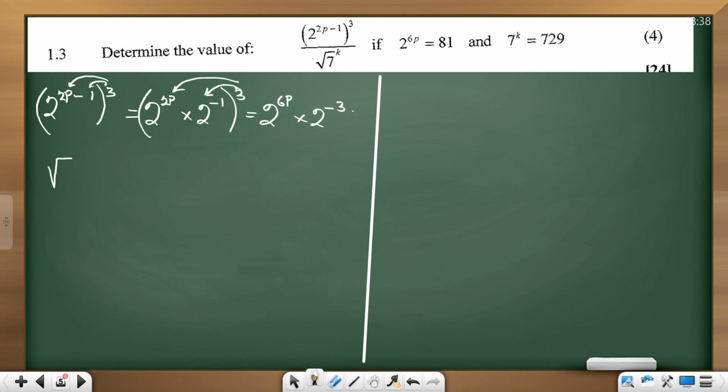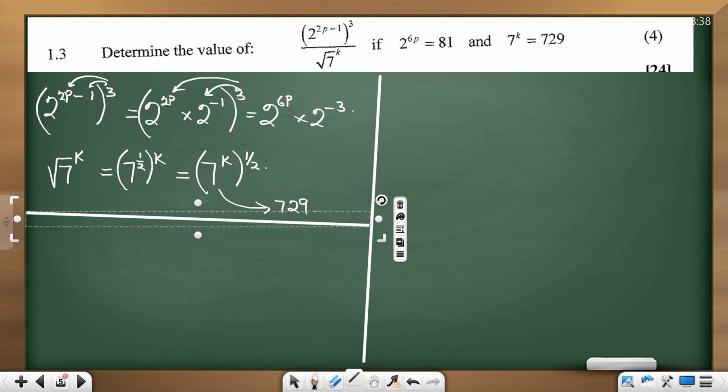Check this. Root 7k can be written as 7 to the power half multiplied by what? K. Which is the same as what? 7k to the power what? I don't know if that makes sense. Because half times k is the same as what? K times half. But I know my 7 to the power k there. All right? So can we bring, okay, remember what this is. This is what? 7 to 9. So can we bring the whole thing in? What are we going to have?